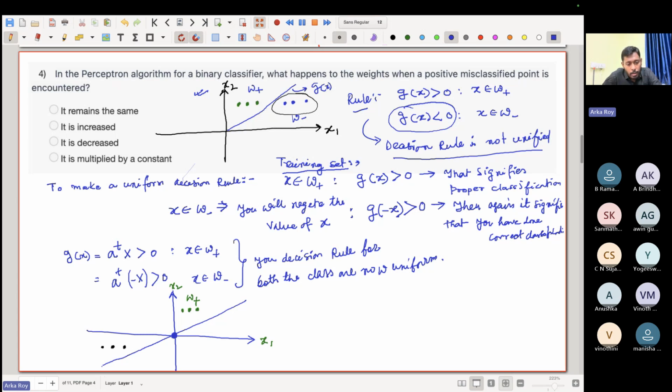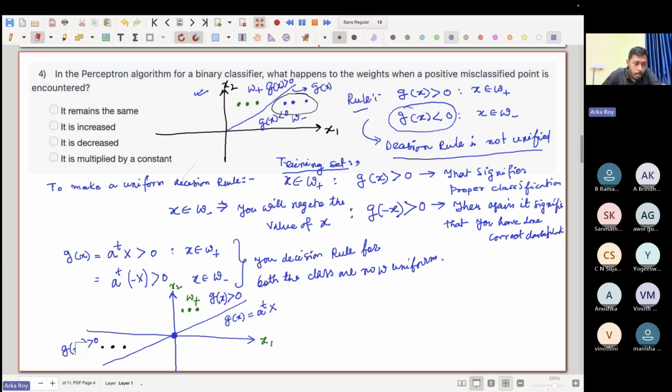So over here, you can see that the decision boundary will still be g of x, which is A transpose x. So now you can see for this particular region also, when you evaluate g of x, it would be greater than 0. And for the negative class, what you will do, you will put g of minus x. This will be g of minus x. They will also give you greater than 0. Whereas in this particular case, over here, g of x was greater than 0. In this particular region for the negative class, it was g of x less than 0.